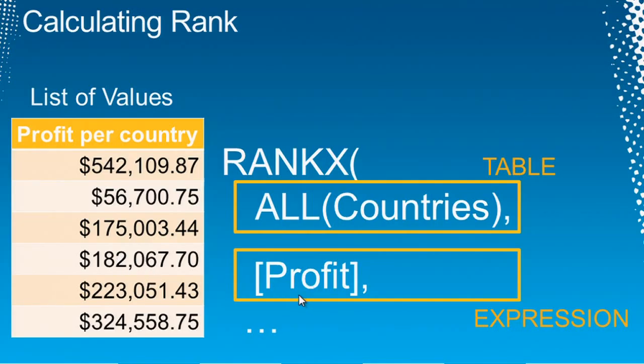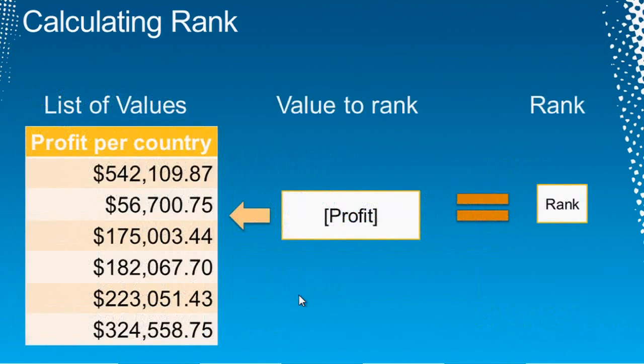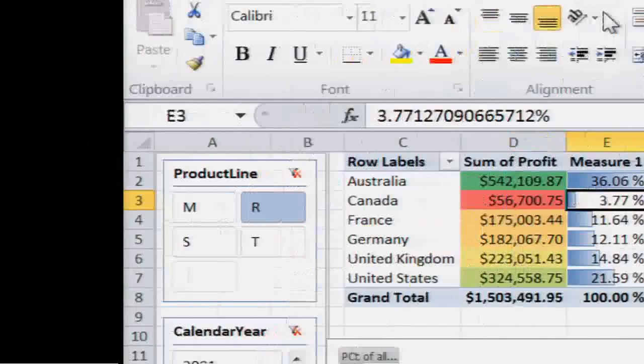And now we want to compare it against some measure. In this case, we want to compare it against the profit measure, because the profit measure automatically uses the filter context that it's in, so it knows which country it's in. And this will determine the rank. Let's switch back and actually show you what happens.